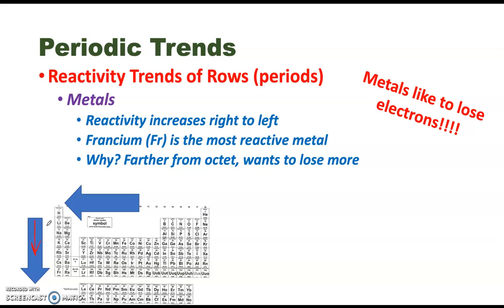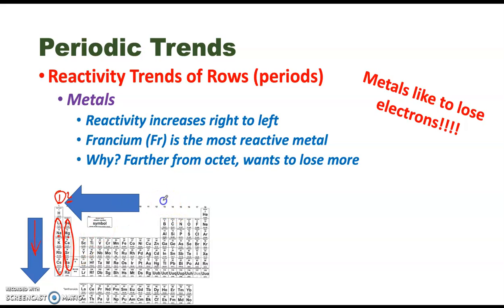Or actually, I like to phrase it a different way. I like to say, okay, all of these elements have one valence electron. These have two valence electrons. Is it easier to lose one electron or is it easier to lose two electrons? The answer is it's easier to lose one electron. If you lose that one electron, you become like a noble gas. So these metals, remember hydrogen doesn't count, are more reactive than these metals because they only have one to lose. These have two to lose. So they get more reactive going to the left.